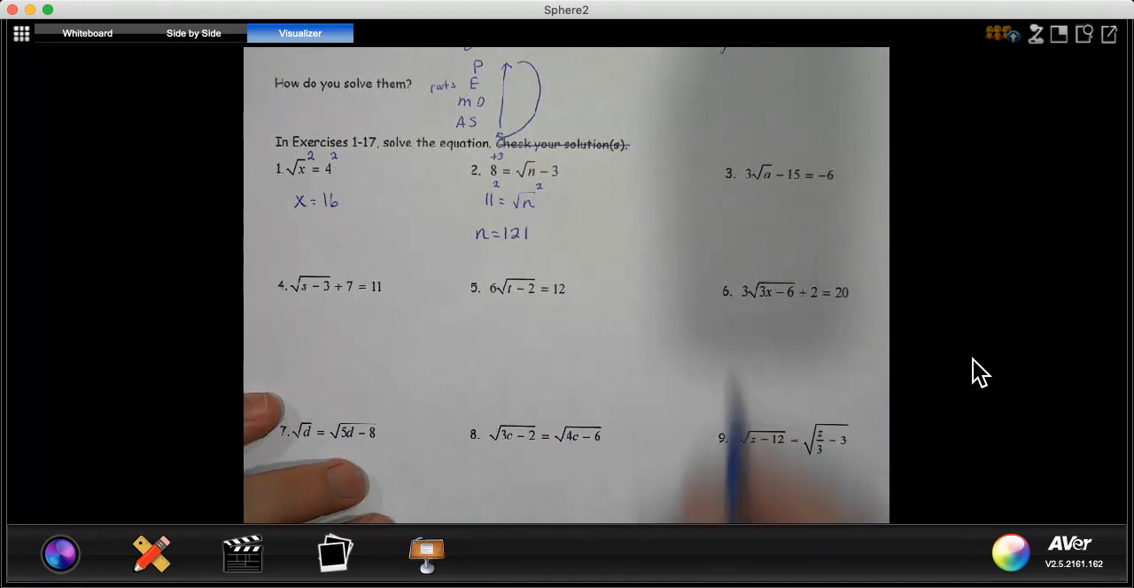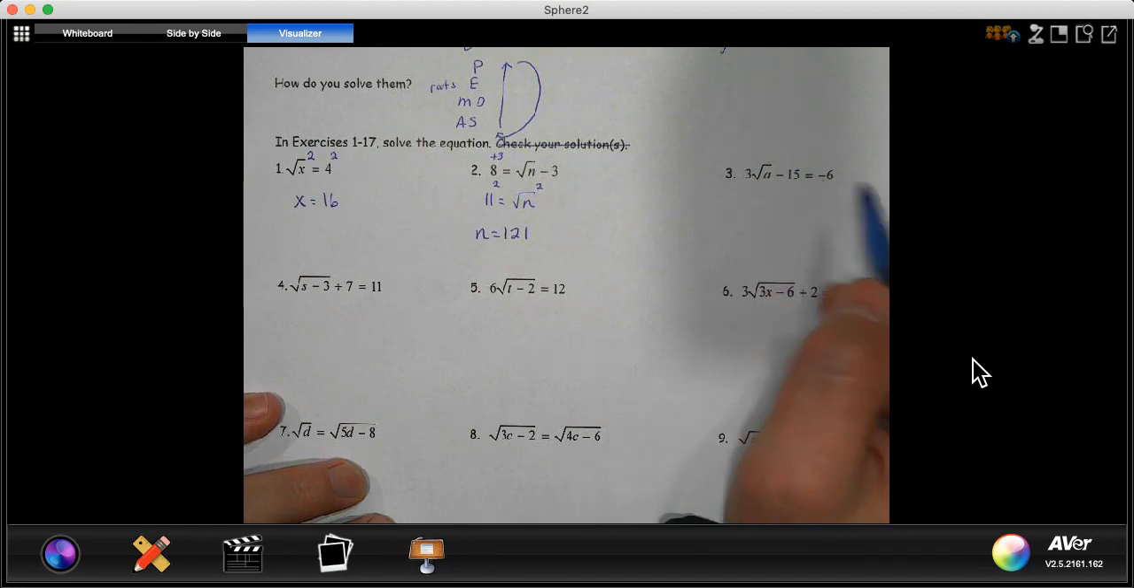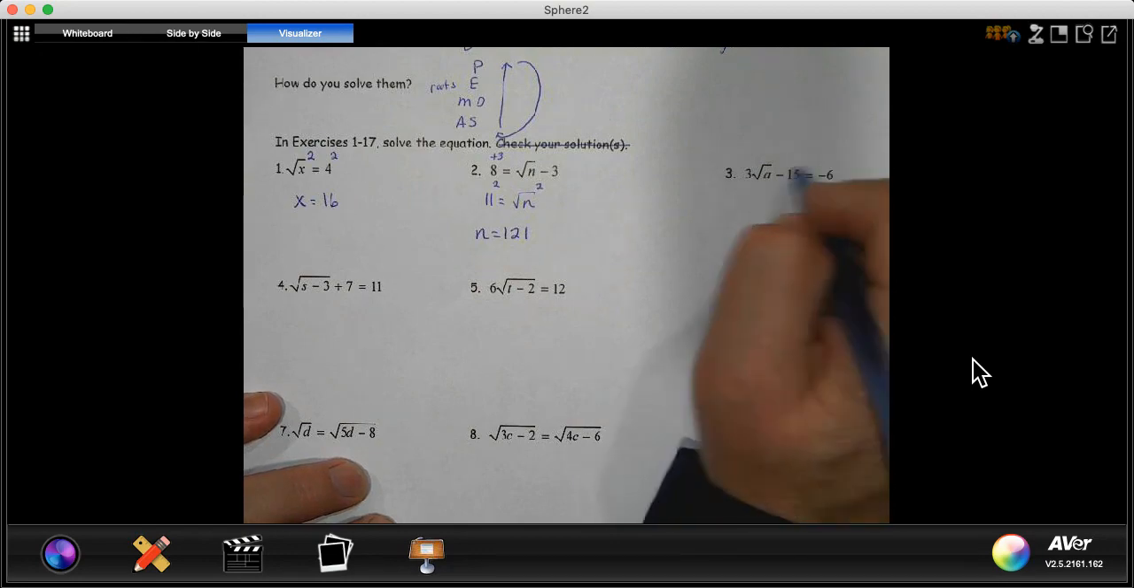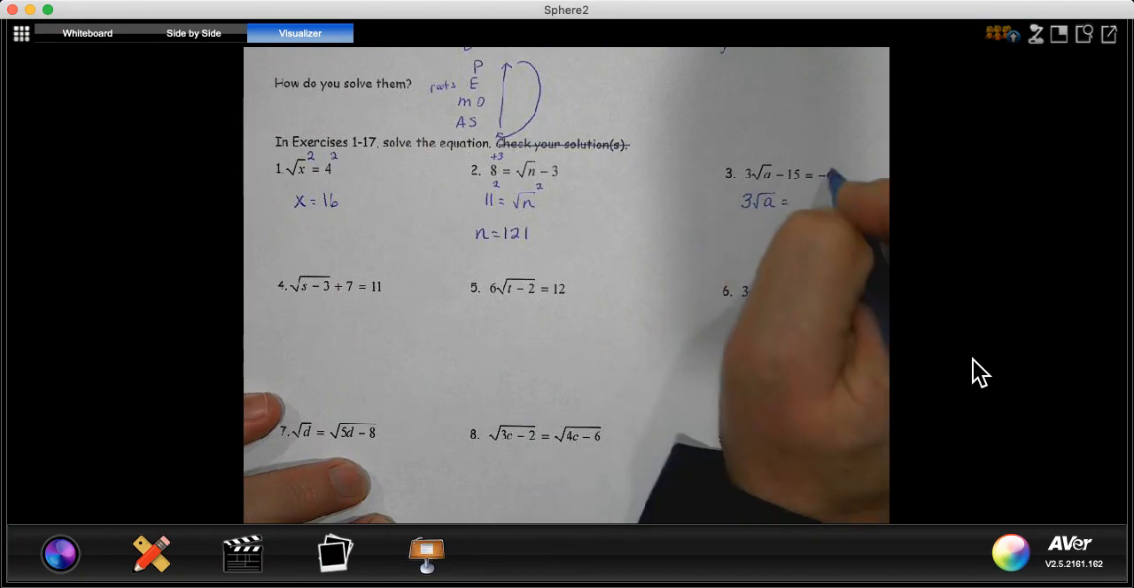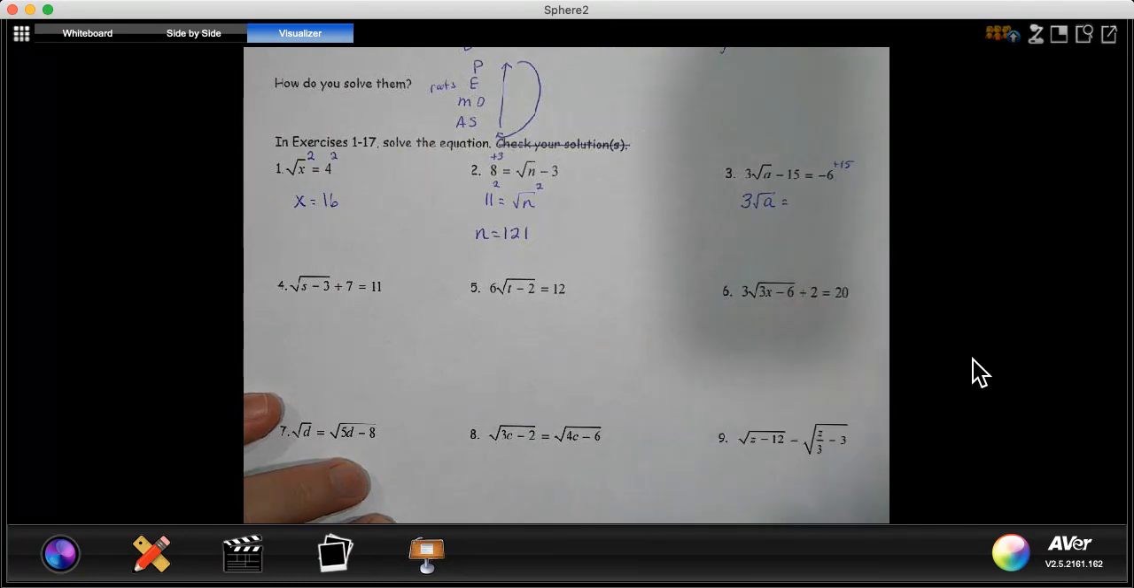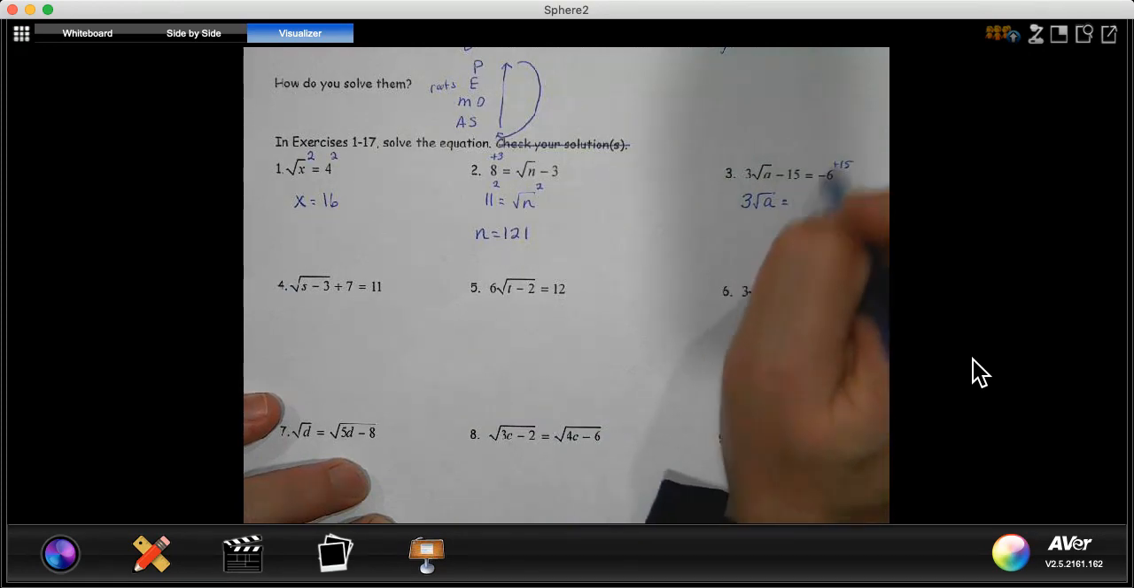Number 3, anything added or subtracted goes first. So the minus 6 goes first. So 3 root a, and then I have to add 15 over here. And so a positive 15 and a negative 6, I can do that in my head. That's 9.